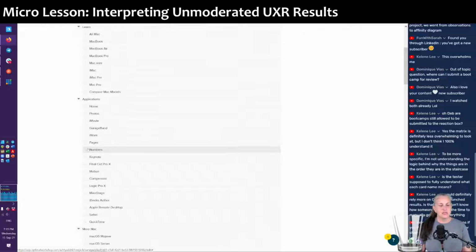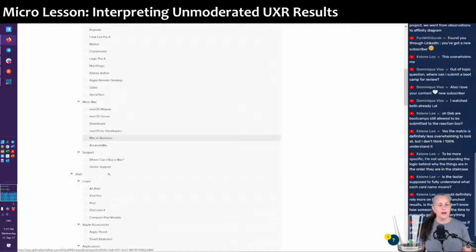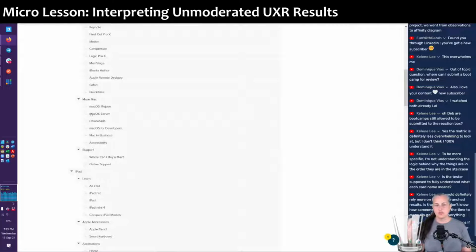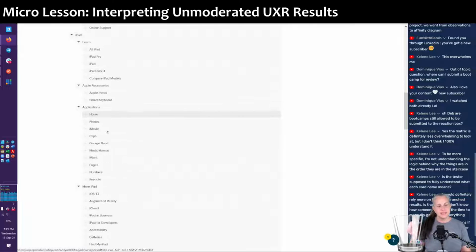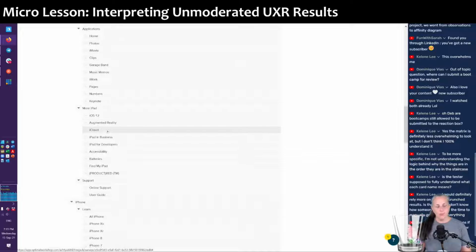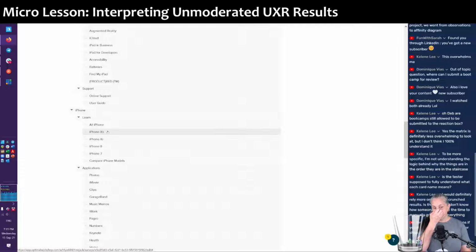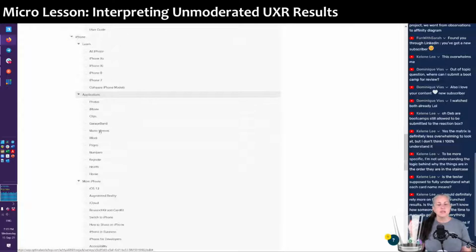Then they had Applications, which were a lot of their software. And then they had more Mac, which to me sounds like miscellaneous. Then they had iPad, Learn, Accessories, Applications, more iPad, Support. Then they had iPhone. You can see what year this was. This was iPhone 10 or X, however you like to think of it.